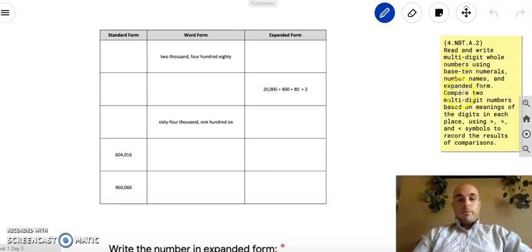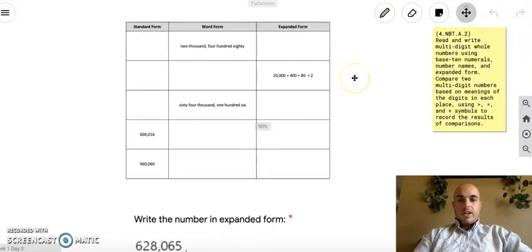We're also going to later compare two multi-digit numbers based on meanings of the digits in each place value, using greater than, equal to, and less than symbols to record the results of comparisons. So we're not working on that today. We're working more on the first half of this objective, which is reading and writing multi-digit whole numbers.